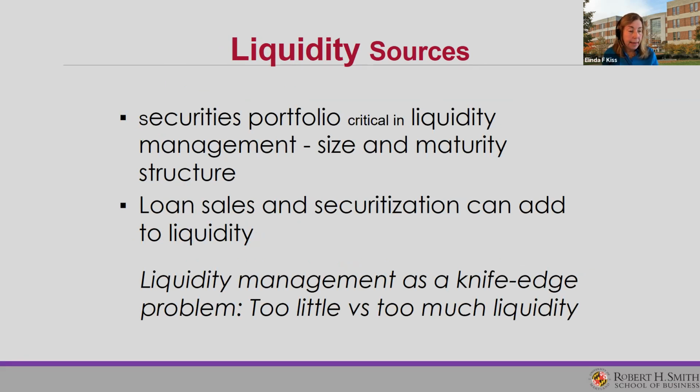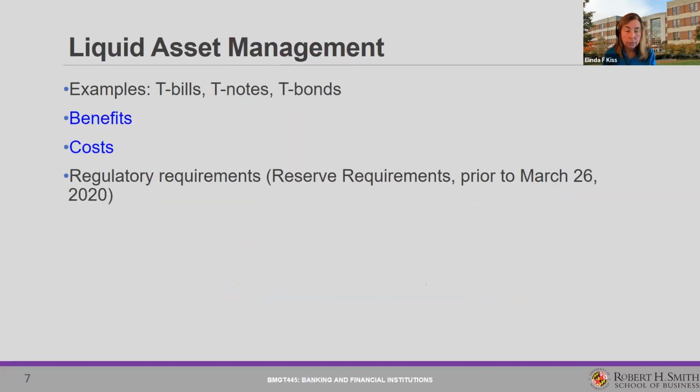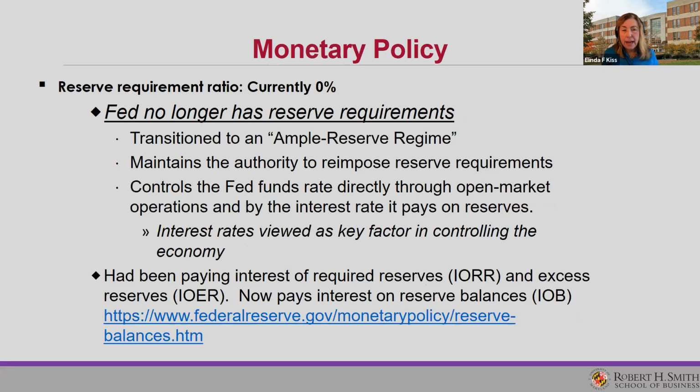As I said, we have a number of reasons for why banks held reserves, primarily liquid assets for reserves, prior to March 26, 2020, when the reserve requirements changed. So the Fed has said that they can reimpose reserve requirements if there's a reason for doing so, that they can control the federal funds rate directly, both through open market operations and the interest rate it pays on reserves.